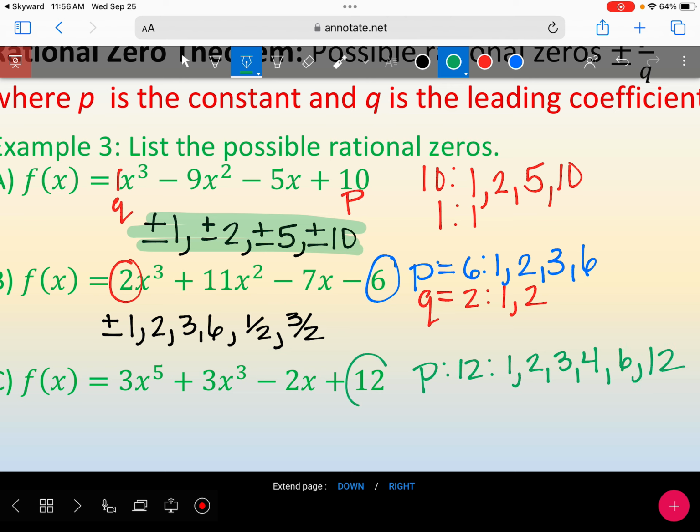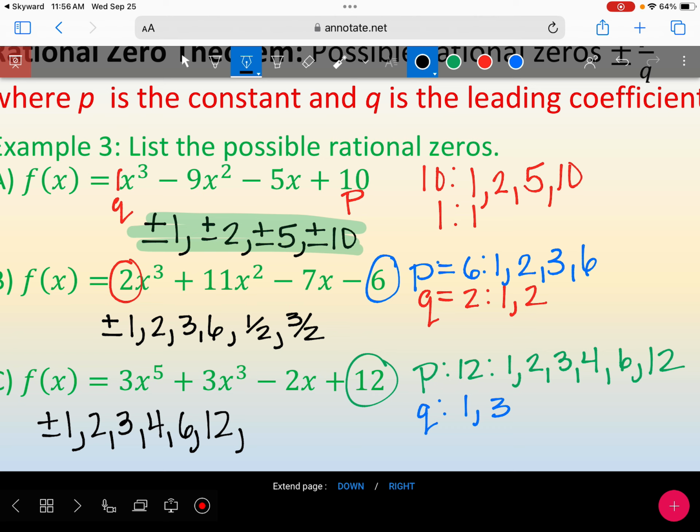Okay. And what's q in this example? 3. What numbers go into 3? 1 and 3. So I'm going to take all 6 of these numbers, and first I'm going to divide them by 1, which doesn't change them. So I'm just going to relist those numbers. So plus and minus 1, 2, 3, 4, 6, and 12.